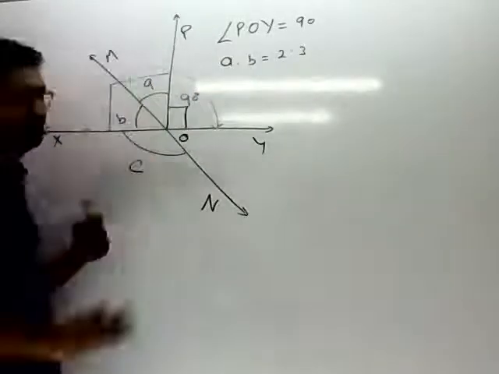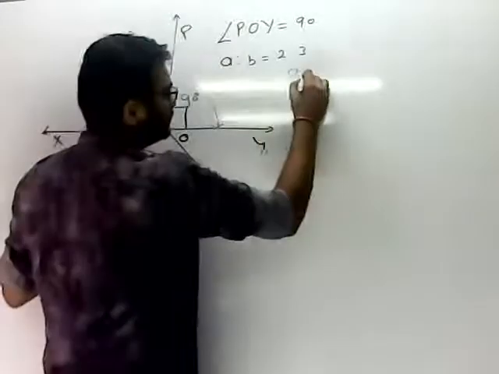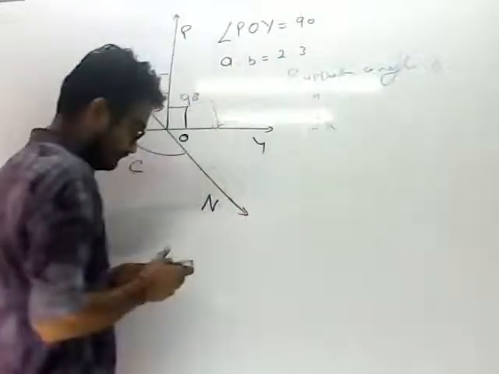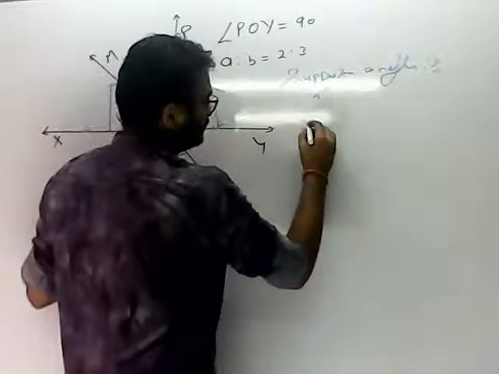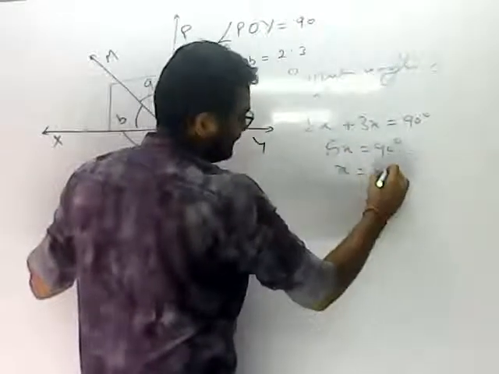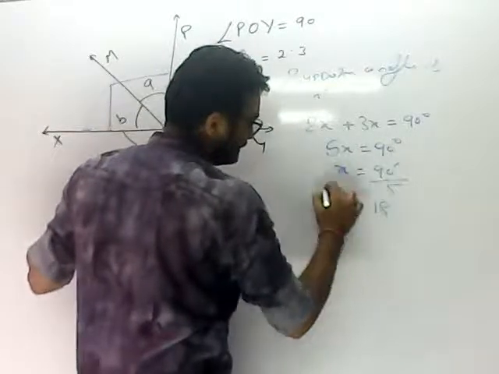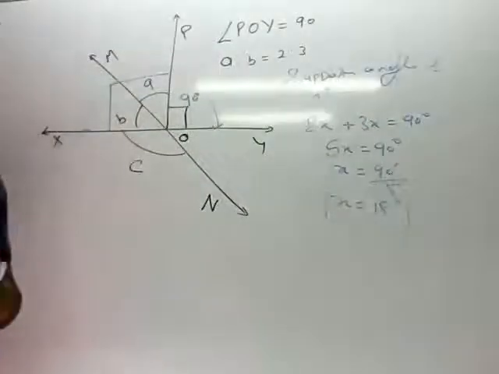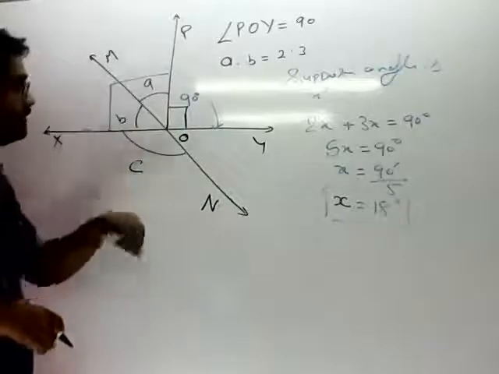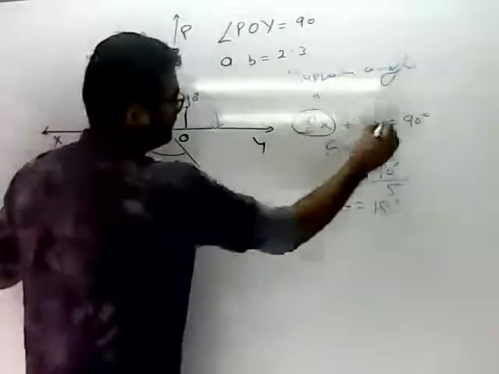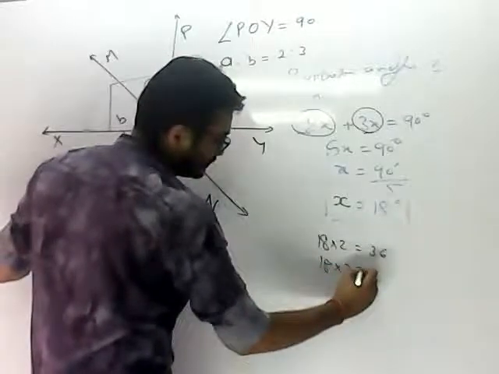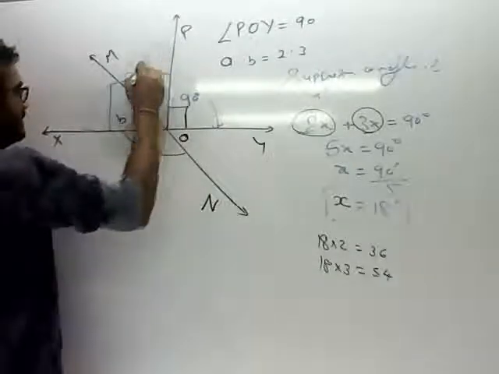Here the ratio is given. Suppose the angle is x, so A is 2x and B is 3x. Then 2x plus 3x is equal to 90 degrees, so 5x is equal to 90 degrees. So x is equal to 90 upon 5, which is 18 degrees. Now if x is equal to 18 degrees, what will be the value of A and B? 2x and 3x: 18 times 2 is 36 and 18 times 3 is 54. So A is 36 and B is 54.